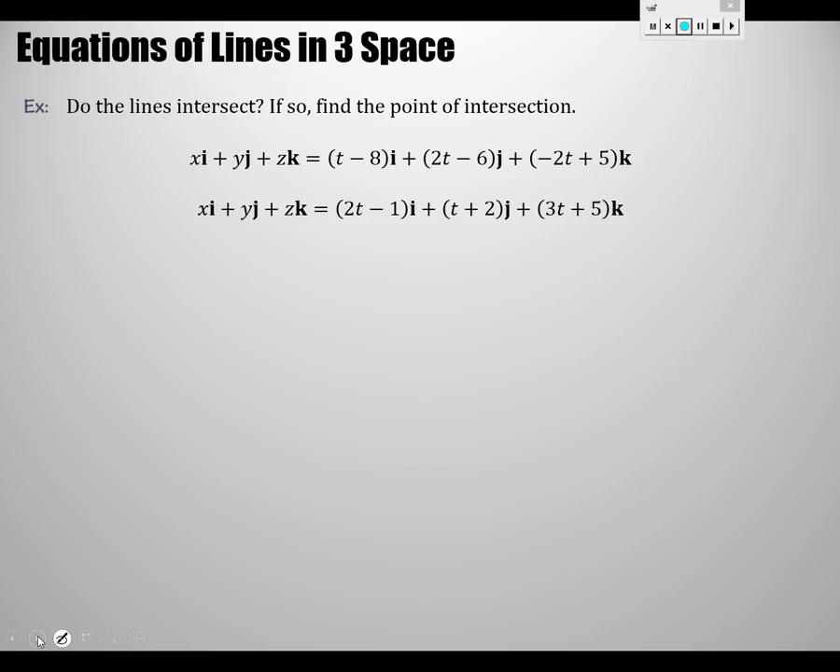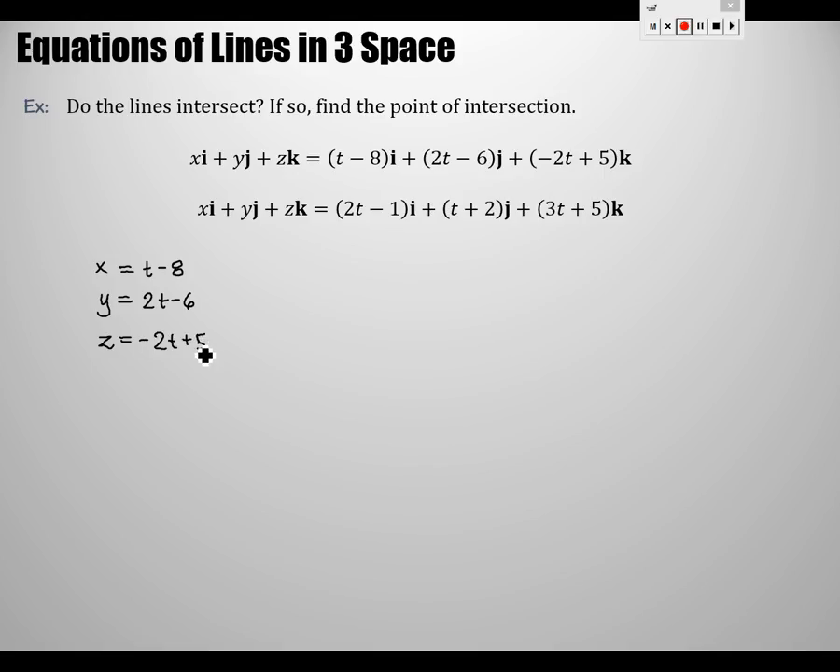Anywhere. We don't care if it's at the same moment in time, right? We just want to know, is there a point x, y, z that lies simultaneously on both lines? So I might write this out. Here's the first line, x equals t minus 8, y equals 2t minus 6. I probably should have just given it to you this way. That would have been the nice thing to do.